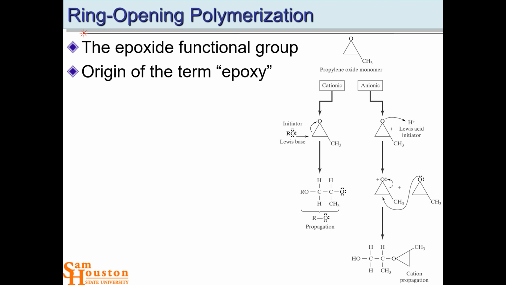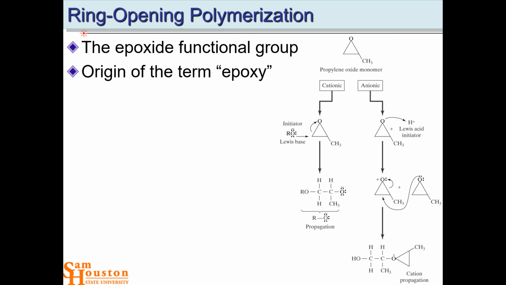And then finally we get to ring opening polymerization. This uses the epoxide functional group, and that's the origin of that term epoxy. So if you ever wondered what epoxy was, you have this epoxide group. So you've taken a propylene molecule that had a double bond in it and reacted it with oxygen. So oxygen comes down on top of that double bond, and the double bond opens up and grabs hold of the oxygen. And so you have a three-membered ring with oxygen in it.